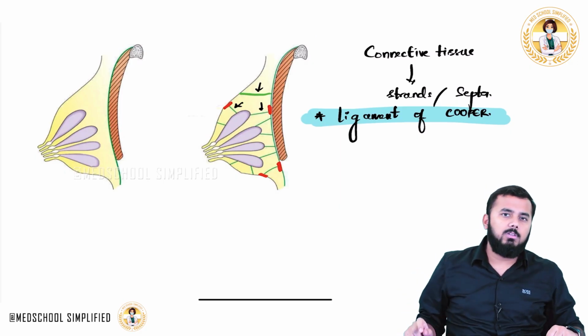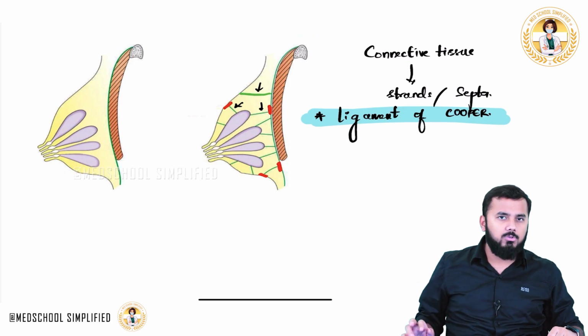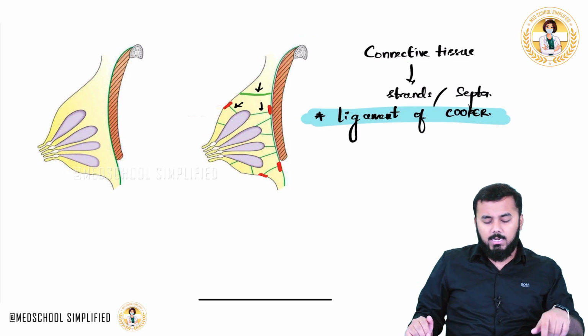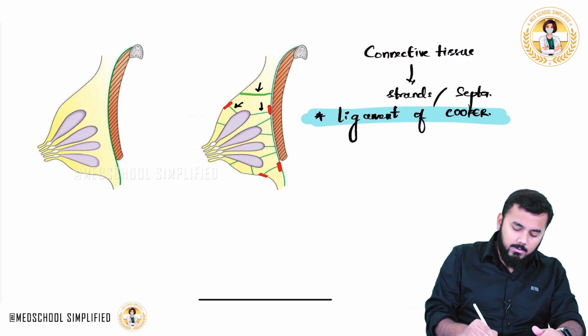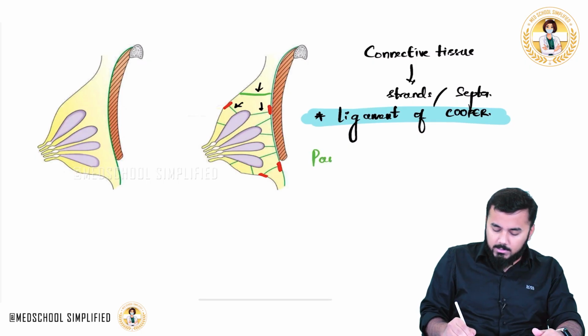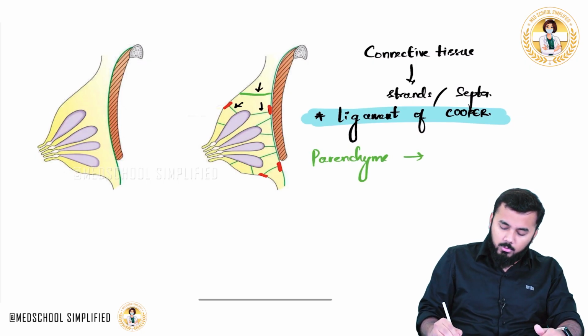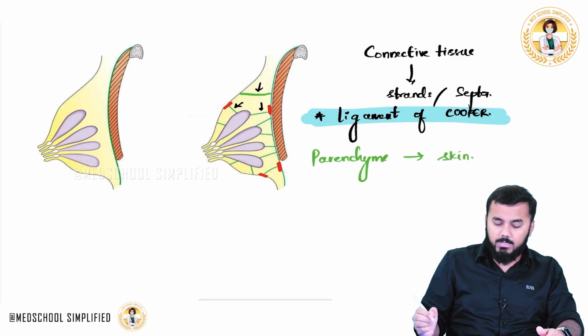I will show you that picture, how the retraction looks, at the end. But just keep in mind that this is called the ligament of Cooper. One side it is attached to the parenchyma. Let us make a note: it attaches the parenchyma to the skin.